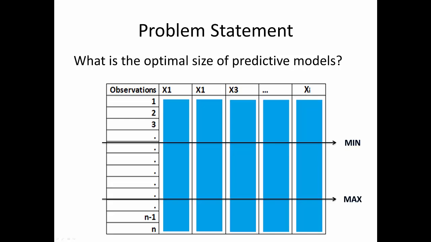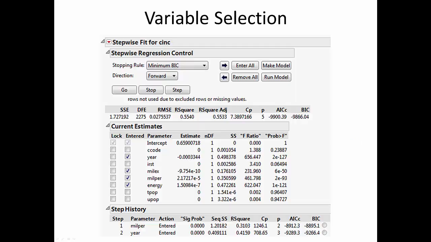So, between the min for consistent variable selection and the max for diminishing returns of accuracy, we find ourselves looking at the optimal zone. It is here where we will find the answer to our problem statement of what is the optimal size of predictive model.